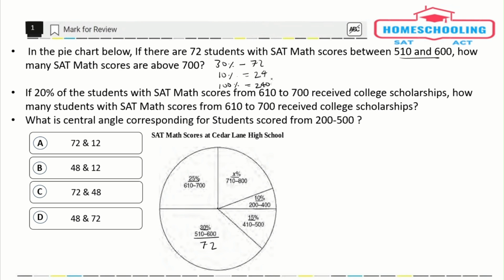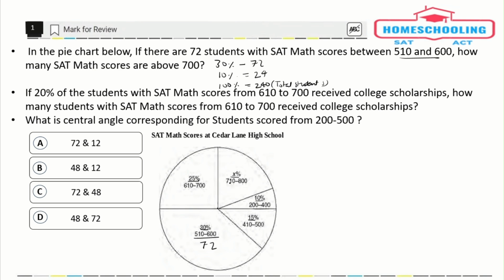240. So the total number of students would be how much? Total students would be 240. So we have to find how many of them have scored above 700.